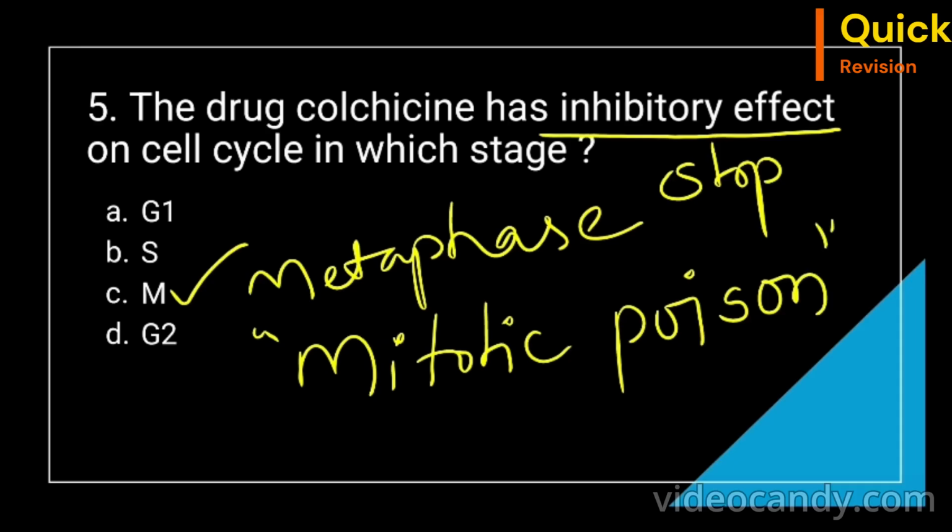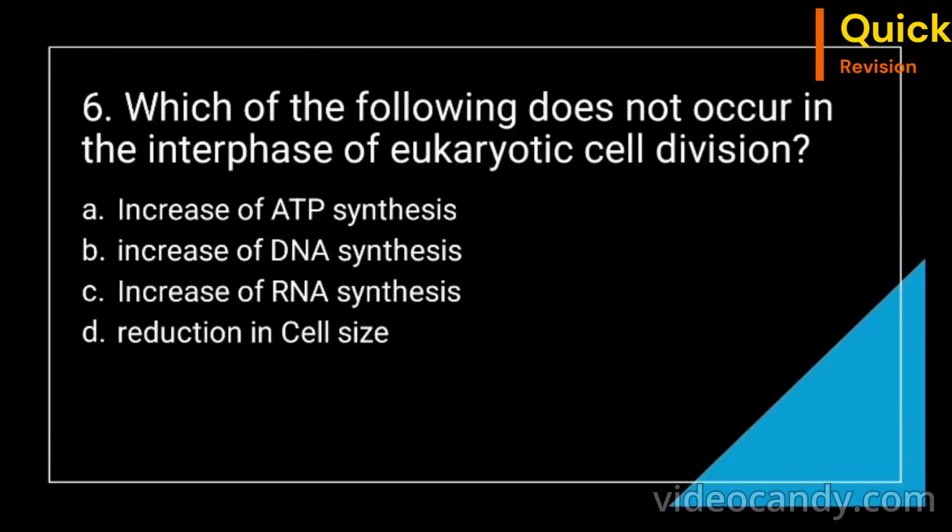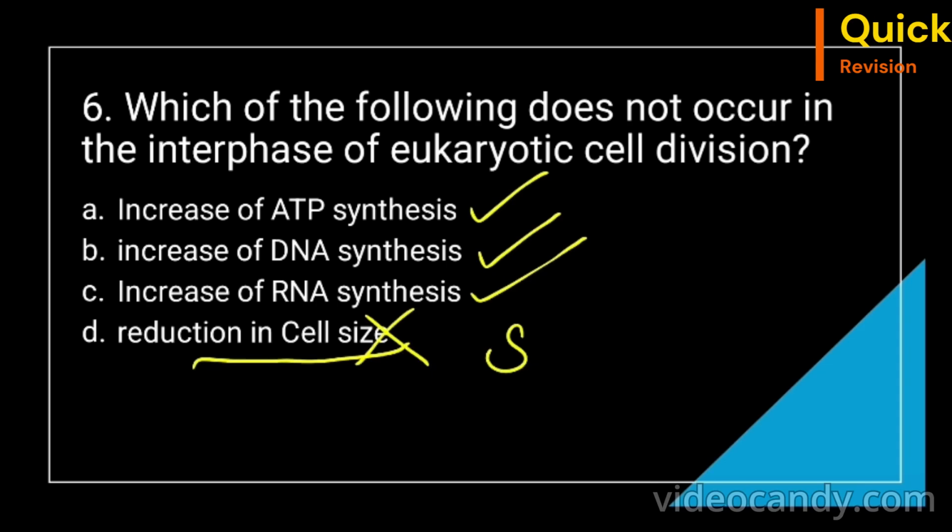Okay, so this drug colchicine is called a mitotic poison. Sixth question, which of the following does not occur in the interphase of eukaryotic cell division? Increase in ATP synthesis occurs, increase in DNA synthesis occurs, increase in RNA synthesis also occurs. Reduction in cell size does not occur. Basically the size of the cell increases, it does not reduce. So the correct option will be option D.